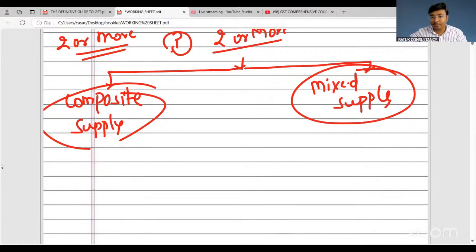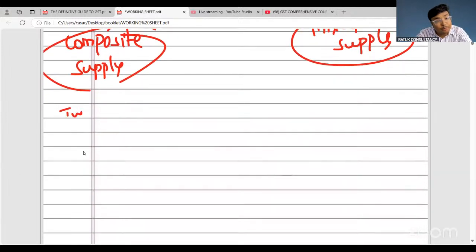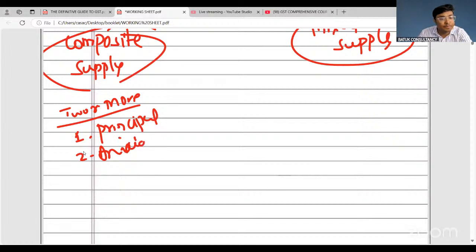Now, what do you mean by this term composite supply? In case of composite supply, yes, two or more supplies will be there. One will be principal supply, another will be ancillary supply. One will be principal supply, another will be ancillary supply. Now the question is what do you mean by this principal supply or ancillary supply? Abhi toh composite supply samajh mein nahi aaya tha, usse pehle principal and ancillary supply is there.